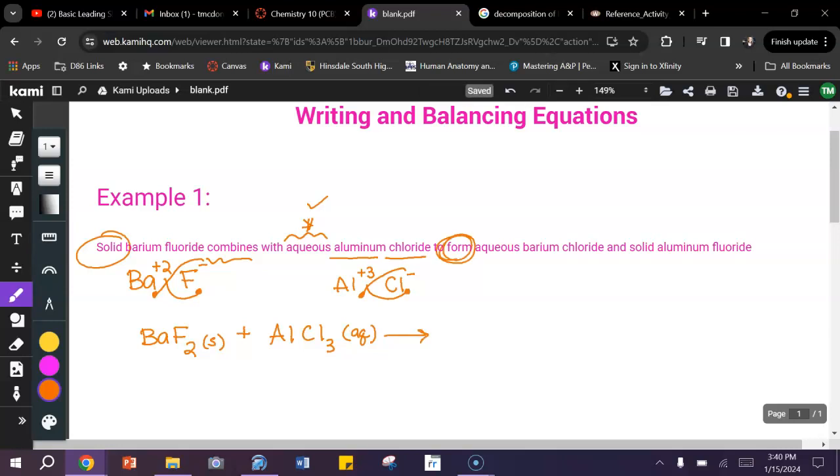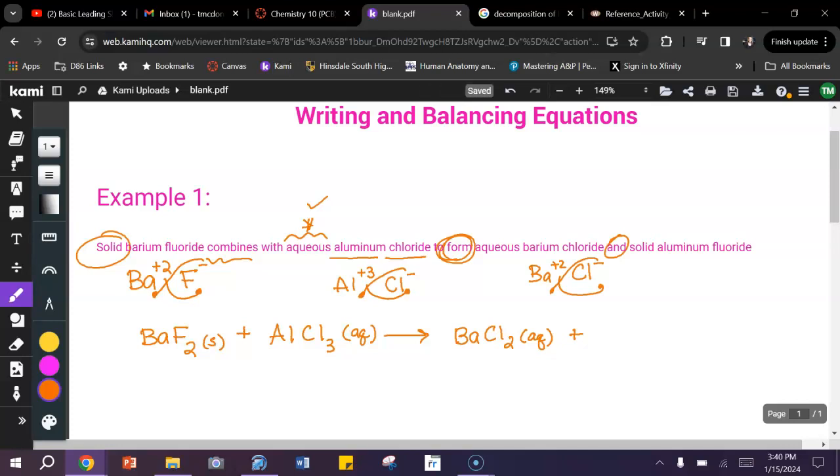Now, when these two combine, they are going to form, so we're going to draw our arrow, aqueous barium chloride and solid aluminum fluoride. So we do the same thing. Barium is Ba+2, chloride is Cl-1, and to write out this formula, we have to bring the 2 down by our chlorine, and we're going to have a 1, which again, we don't write 1s in chemistry, so we're not going to write it at all, but we assume that we have 1 atom of barium in this formula. Since it's aqueous, put our little AQ in parentheses there. And there's our plus sign.